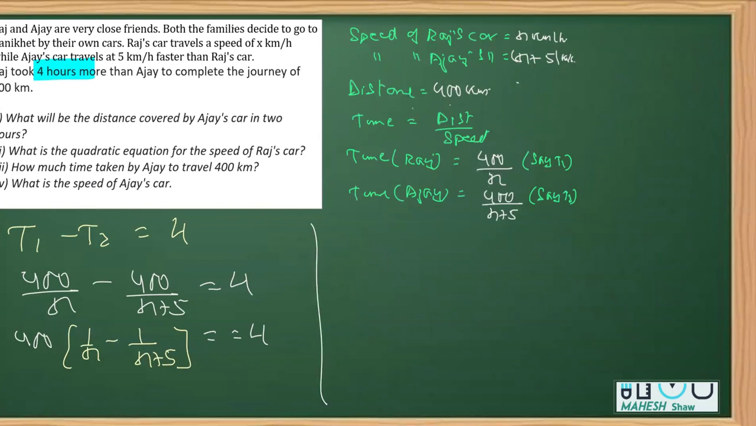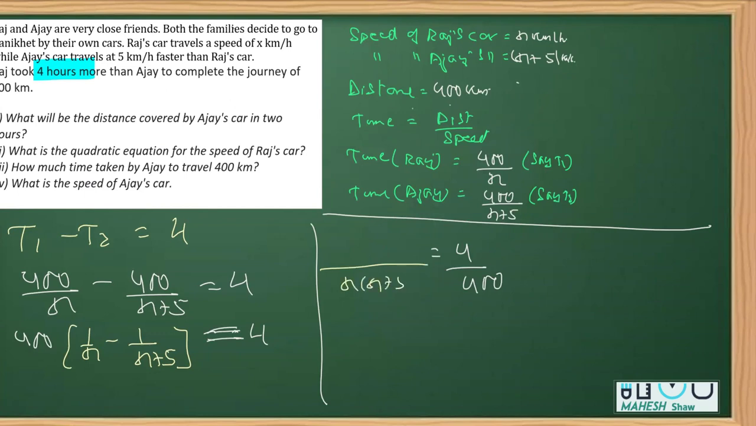Now we continue solving here. If I transpose this 400 to the other side, it is 4 divided by 400 from here. And then I'll take LCM on this side. The LCM is going to be x multiplied by x plus 5.